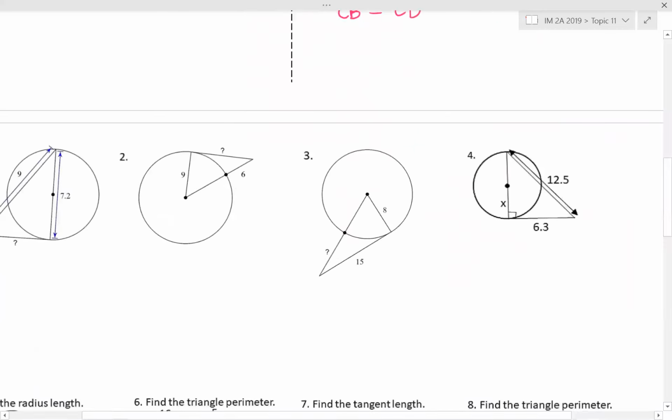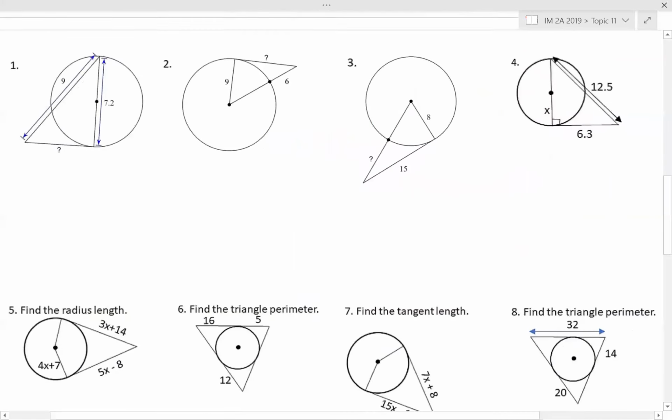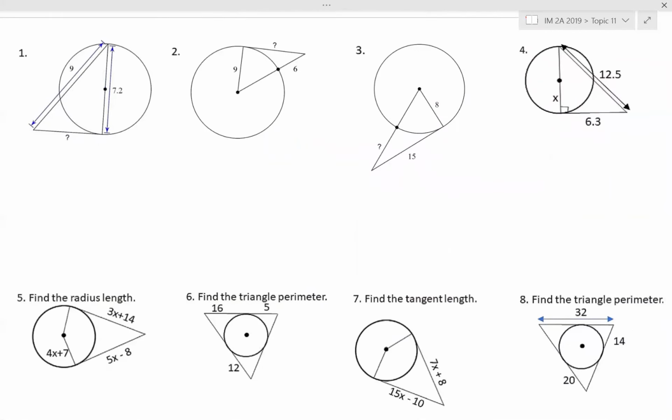So we're going to start with the first theorem, where we're given some tangent lines and we're asked to find missing pieces. For problems like this, we're actually going to be using more of the Pythagorean theorem, because we're going to have these right angles where the radius meets the tangent line. So that's how we will solve these problems, by thinking about it as a right triangle.